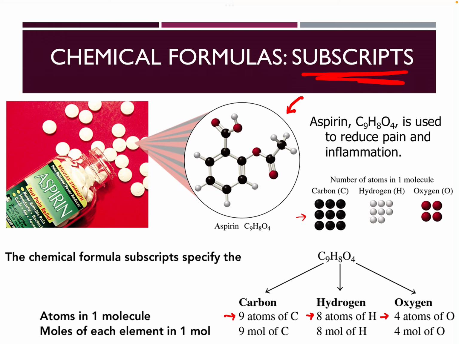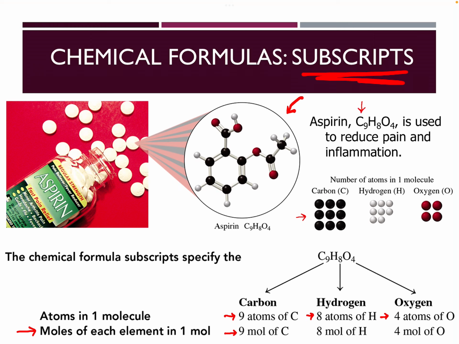So this is important on a small level, right, on a molecular level, but more importantly, for us anyways, is the macro scale, right, the moles of each element. So let's say instead of having 1 individual molecule of aspirin, let's say I have a mole of aspirin, because that's an amount that I can actually weigh out in lab. So if I have a mole of aspirin, that means I have 9 moles of carbon, 8 moles of hydrogen, and 4 moles of oxygen.